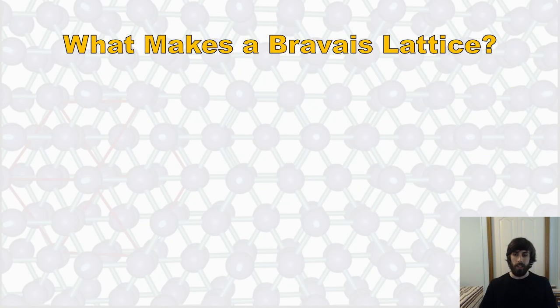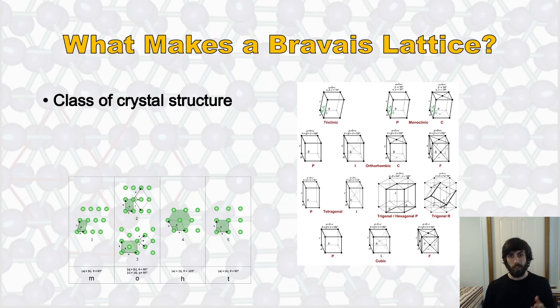So, a Bravais lattice is a class of crystal structure. So here we have 2D crystal structures, or 2D Bravais lattices and 3D Bravais lattices. There are 5 different 2D Bravais lattices and 14 different 3D Bravais lattices. And more commonly, we think of them in 3-dimensional space, but we'll just go through the 2-dimensional ones really quickly.